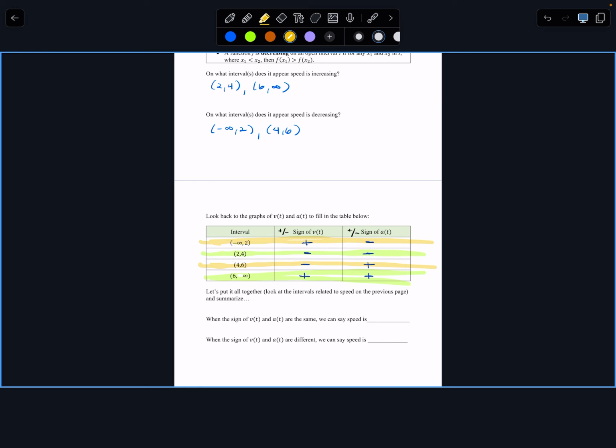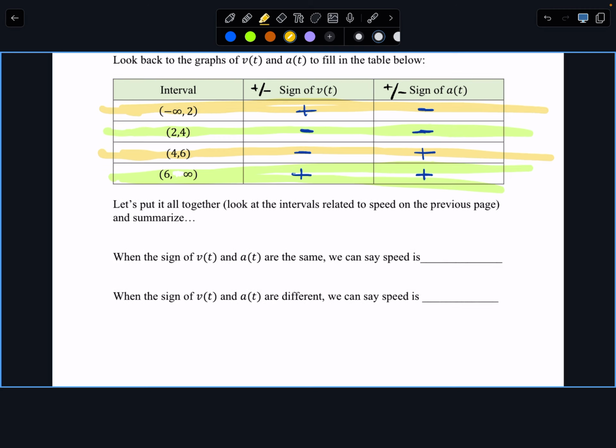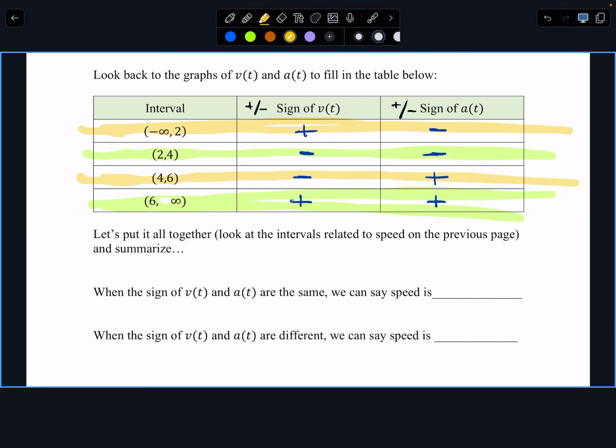So again, putting it all together, relating velocity and acceleration to speed, we can say that when the sign of velocity and acceleration are the same, then speed is increasing. And when the sign of velocity and acceleration are different, so one's positive, one's negative, we can say the speed is decreasing. This interpretation, I guarantee, will come up.